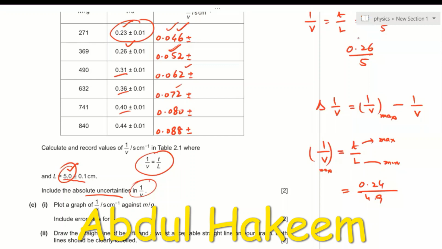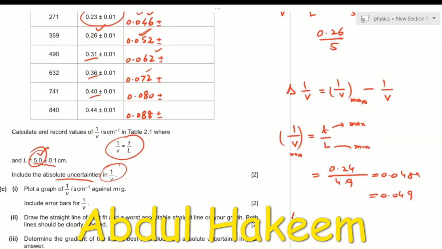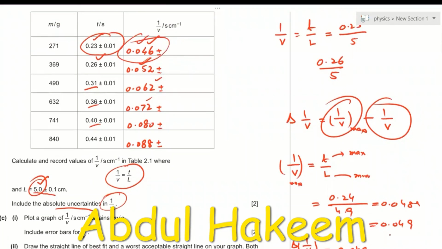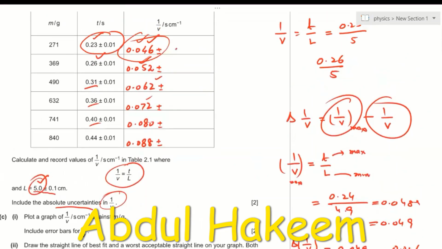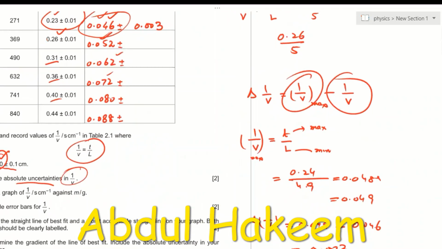After calculation, this value comes to 0.04899, so approximately 0.049. This is the maximum value. Now we have to calculate delta(1/v). First we write the maximum value, 0.049, minus the normal value calculated here, 0.046. So the answer is 0.003. So here we write the error, 0.003.